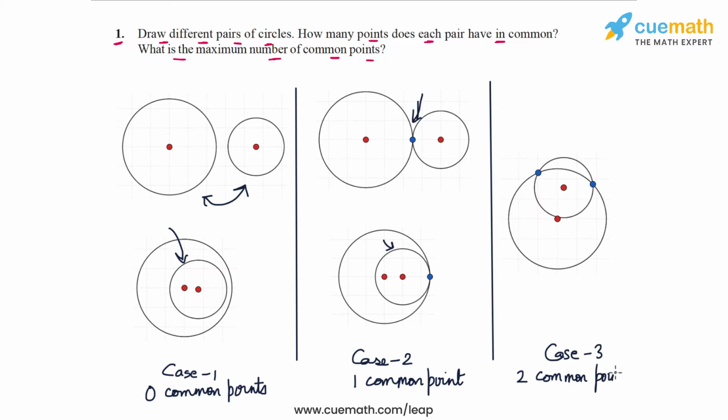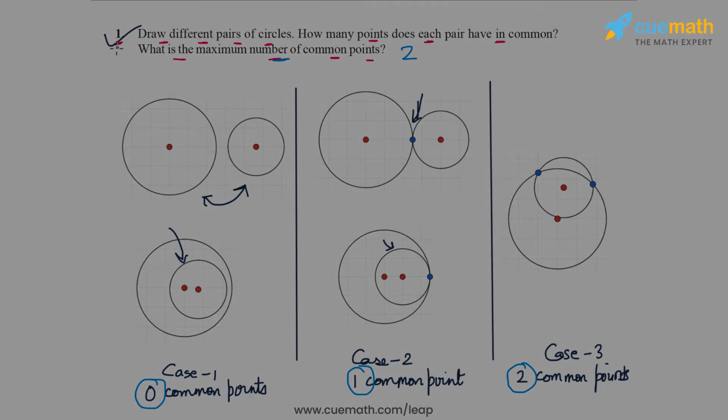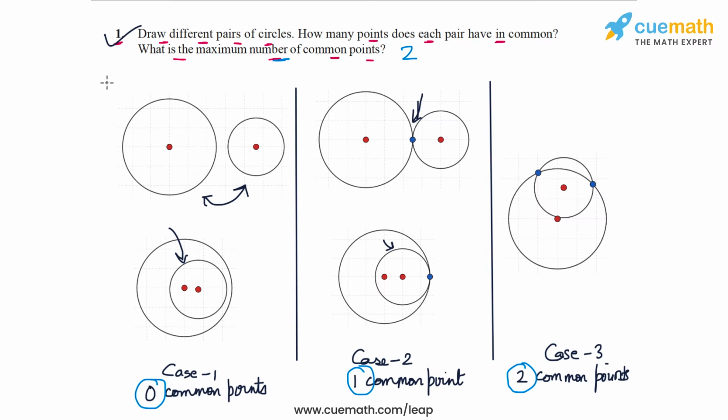So two circles can either have 0 common points, 1 common point, or 2 common points, but not more than 2 common points. So the maximum number of common points two circles can have is 2, and this is the answer to question 1. And now there is one final point I want to make.